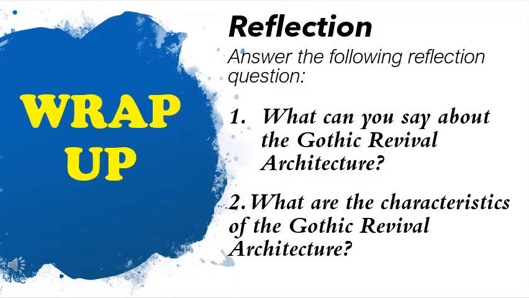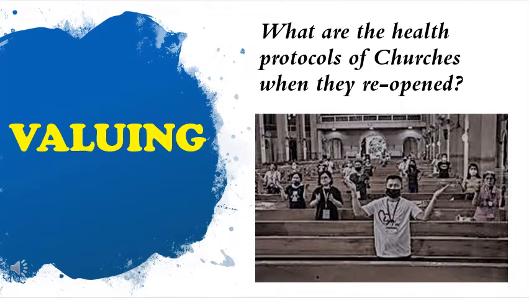This section summarizes the concepts and applications of our lesson. Write your answer in your notebook. You may pause the video if you need more time. Answer the following reflection question. 1. What can you say about the Gothic Revival architecture? 2. What are the characteristics of the Gothic Revival architecture? This part will check the integration of values in the learning competency. Write your answer in your notebook. You may pause the video if you need more time. Question number 1. What are the health protocols of churches when they reopened?